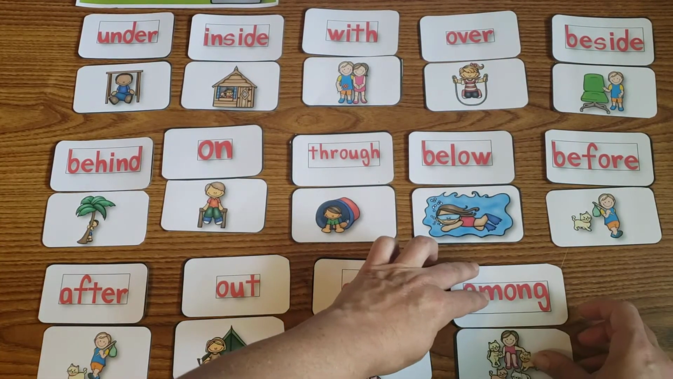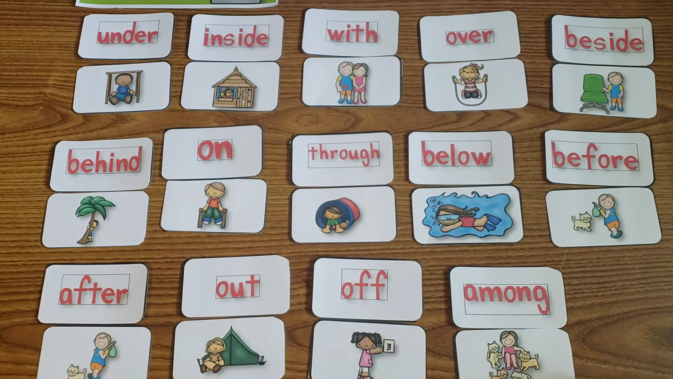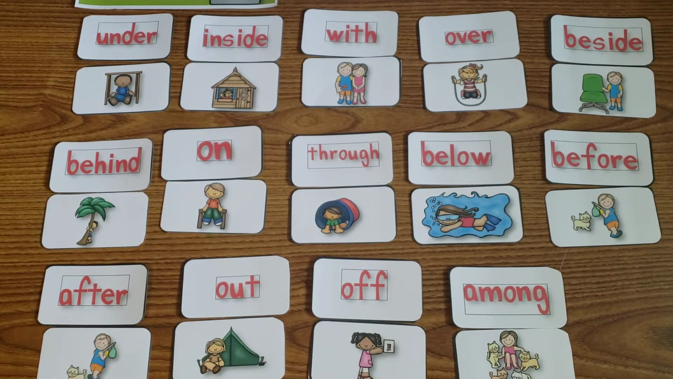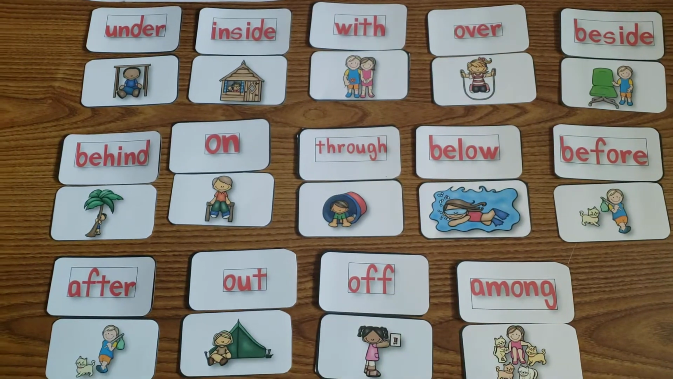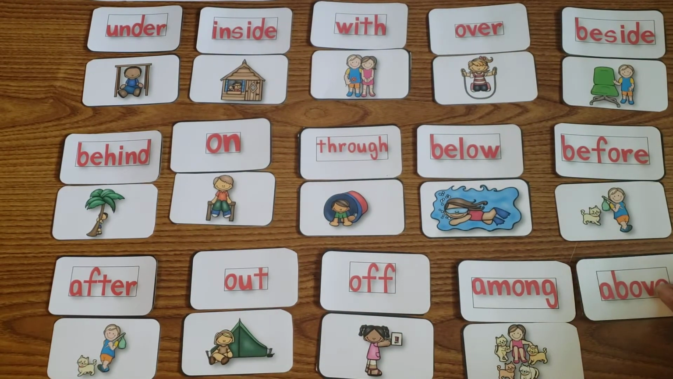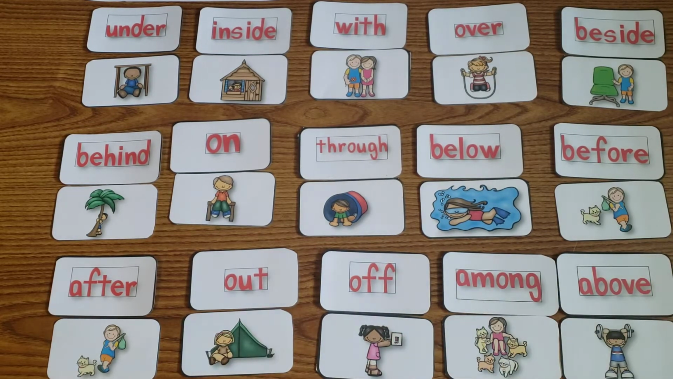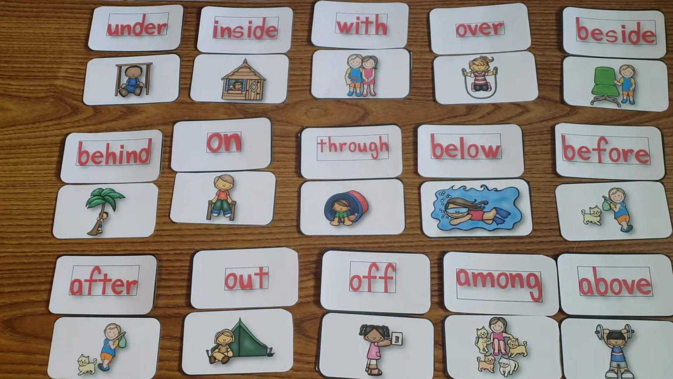Among was one of our words not too long ago. She's sitting among the cats. She's right in the middle of them. And above is another example of a preposition. He's lifting the weights above his head. So these are all prepositions. They are words that tell us the relationship between our subject, which is our noun or pronoun, and the other words in the sentence. Okay, so those are prepositions.